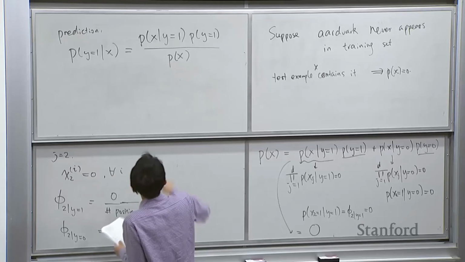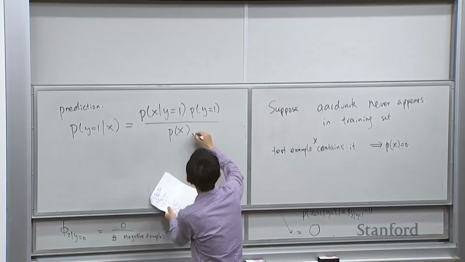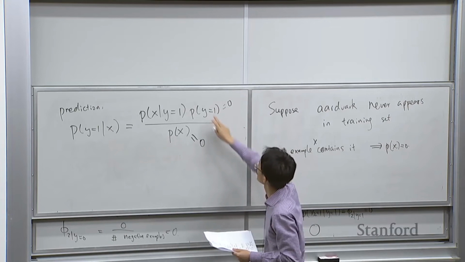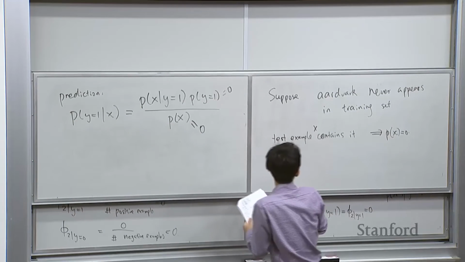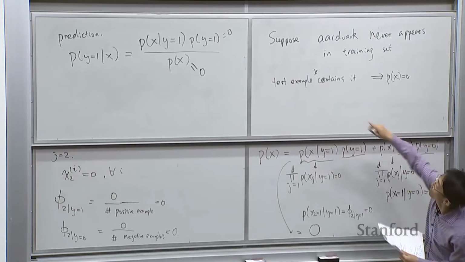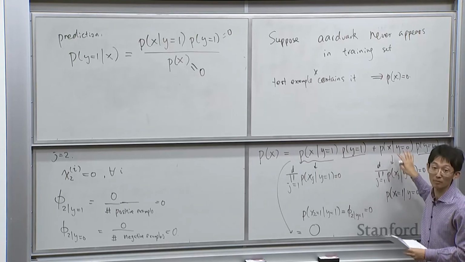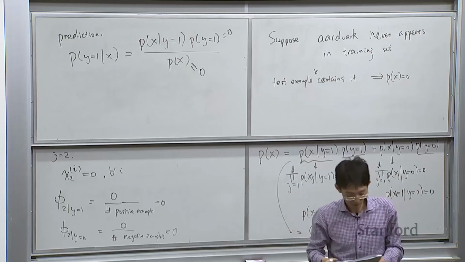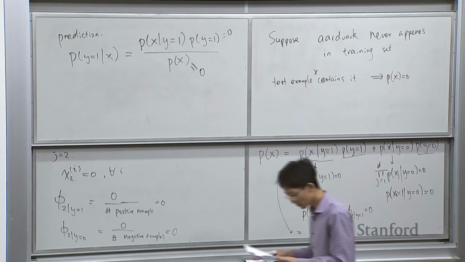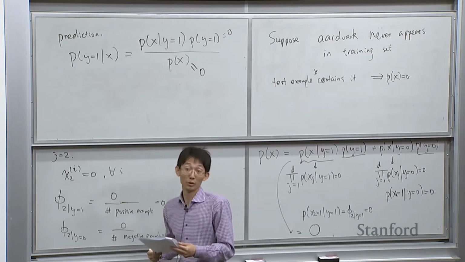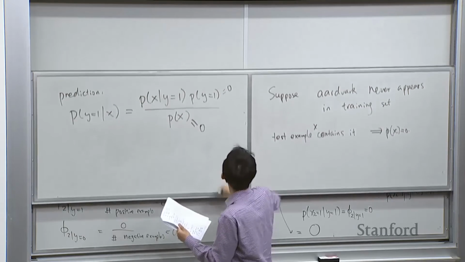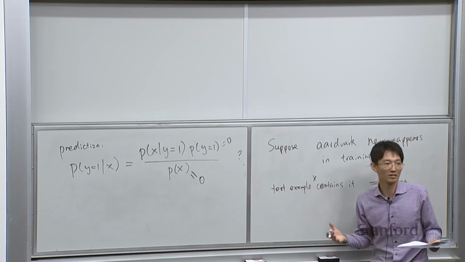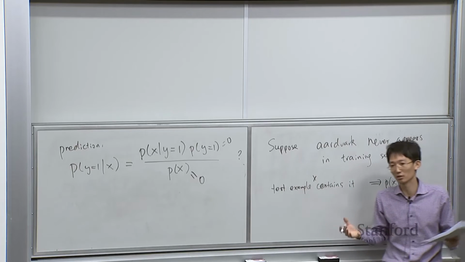And then that's a problem because now this p of x is 0. So you have something divided by 0. Actually, the numerator is also 0 if you think about it, because the numerator is just one term in the decomposition of p of x. Right? And p of x is the sum of the two terms. So both the numerator and the denominator are 0. And you have the 0 divided by 0 situation. And what do you do? So this is an issue. And this is a reasonably realistic issue because sometimes you just see a new word in your test example, right? You haven't seen this word at all in the training set.